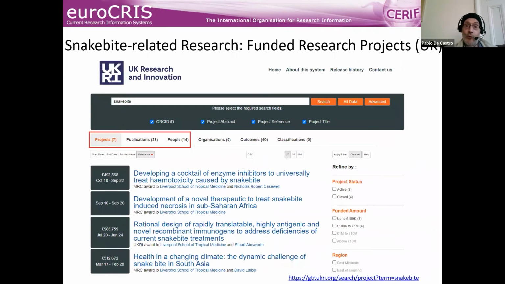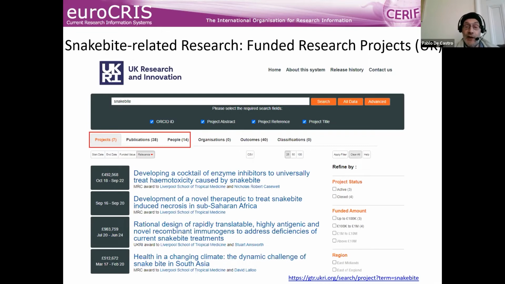And it's possible to collect information on, for instance, the funded research projects. That's the largest public funder in the UK, UKRI, UK Research and Innovation, funding in the country, usually in collaboration with other countries. You can see snakebite in South Asia, for instance, the 4th on the list, or Sub-Saharan Africa. But the lead for this project is mostly at the Liverpool School of Tropical Medicine in Britain.